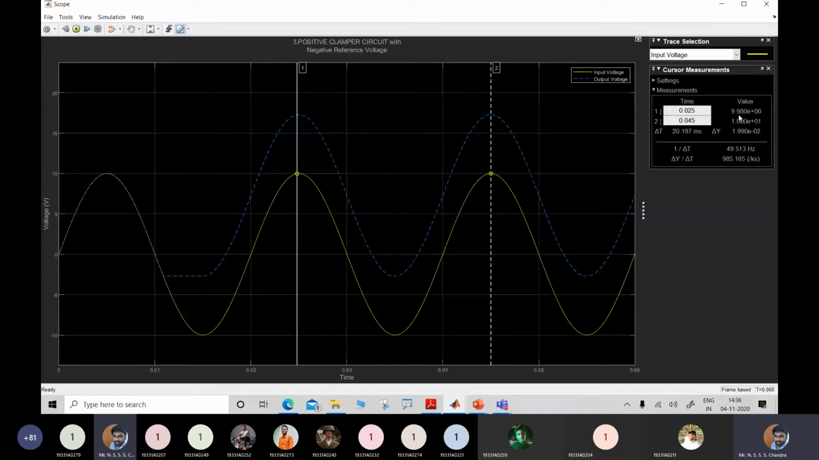Input voltage is around 9.98, that is around 10 volts peak voltage. In that case, I should get an output voltage somewhere around 17.3. So I'm getting around 17.26. Depending upon the placement of this cursor, it will vary slightly. So it is 17.26.